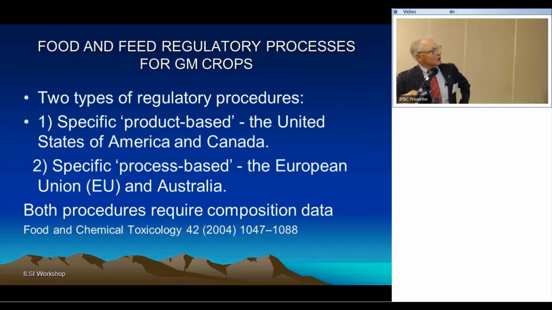Food and feed regulatory process for all GM crops. There are two types of regulatory procedures. One is specific product-based, and that's the U.S. and Canada, where we're most interested in what's being produced that's in the new plant variety. And then there's the specific process-based, and that's the EU and I think Australia, according to publications, where they're more interested in the process as well as the product. Both procedures require composition data.